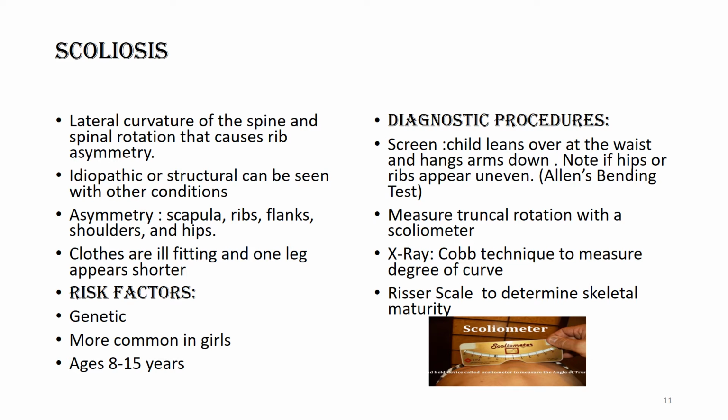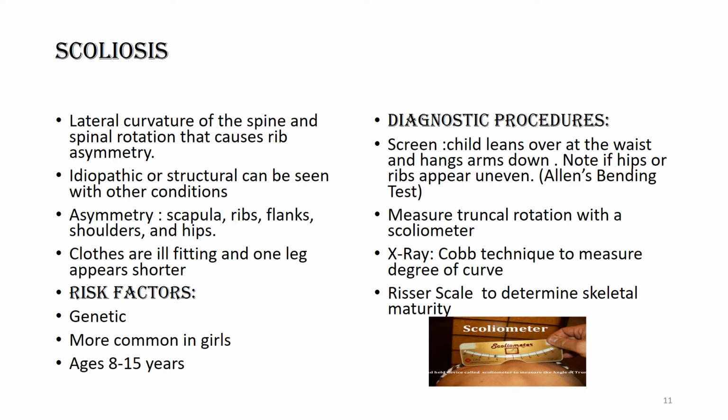They will put one of these scoliometers, as shown on the bottom, on the spine to get an estimate of the degree the child is at risk for. From there, they'll go to X-ray for the Cobb technique, which will measure the degree of the curve, and the Risser scale to determine if there's skeletal maturity.